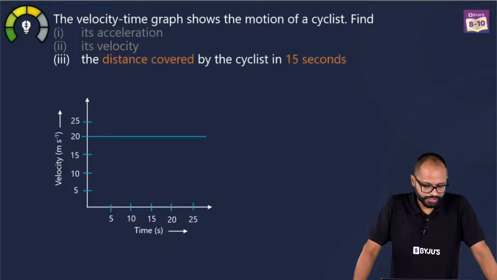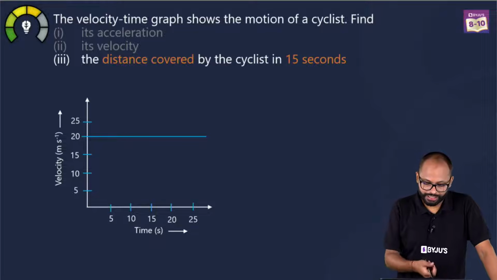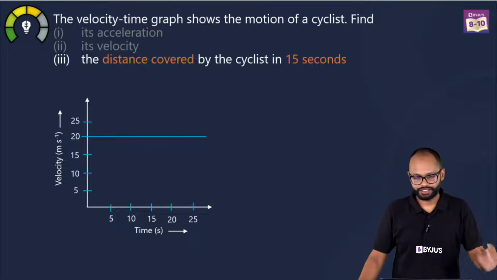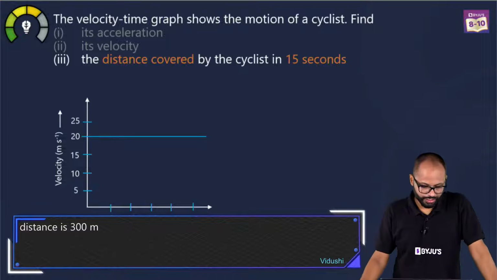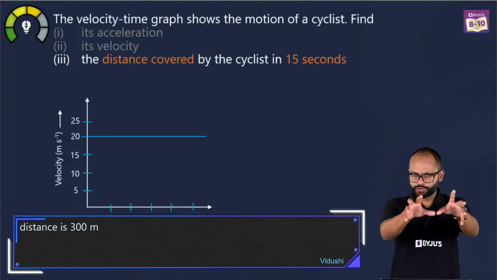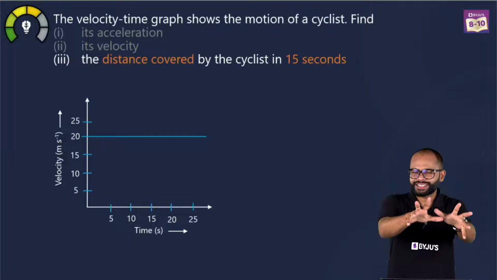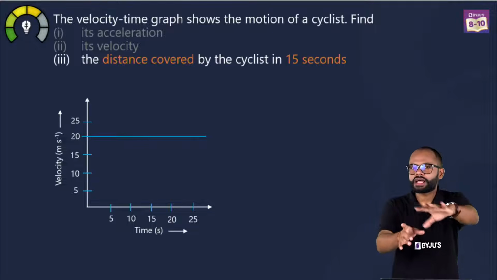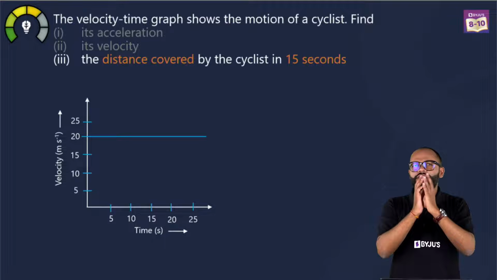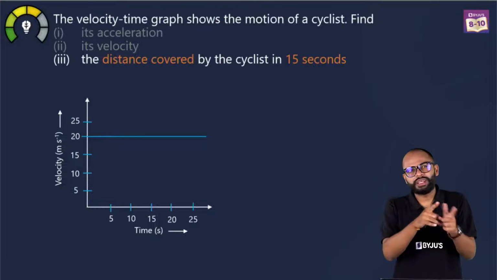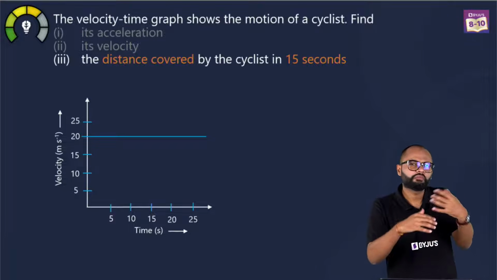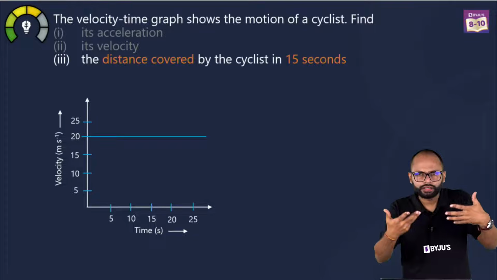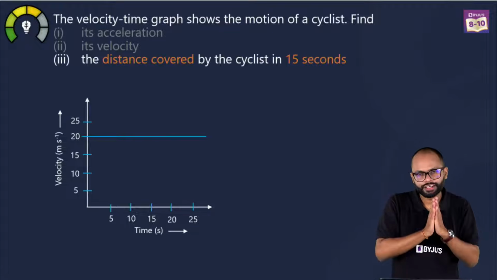The third part, distance covered by the cyclist in 15 seconds. All right. Yes, we are getting the distance. Now, I want to ask you something again. The question has given you VT graph. It is asking you distance. Sir, shouldn't distance be asked from a speed time graph? How is the question asking distance from a VT graph? Right? This can come in our mind, right? It can.